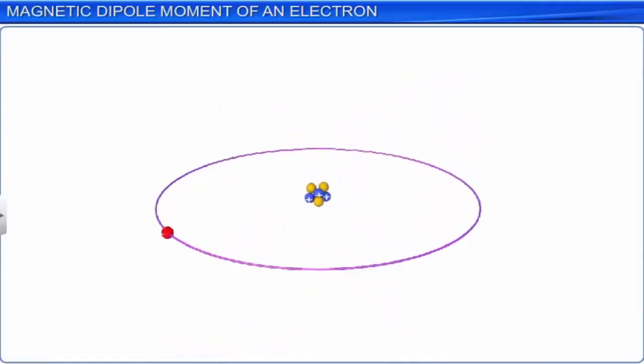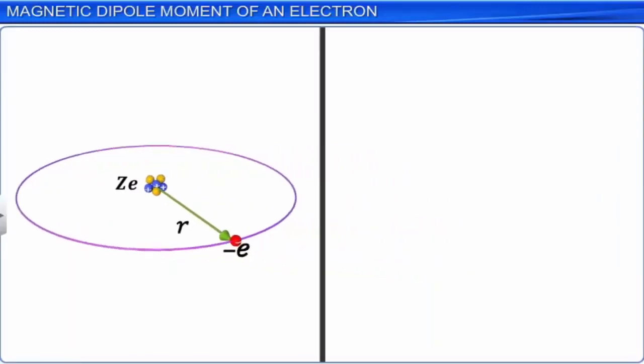Consider an electron with a charge -e revolving around the nucleus in an orbit of radius r. The charge of the nucleus is Ze, where Z is the atomic number of the element under consideration. Current due to the revolving electron I is equal to e by T, where T is the time taken by the electron to complete one revolution, called the time period of revolution. Let this be equation 1.